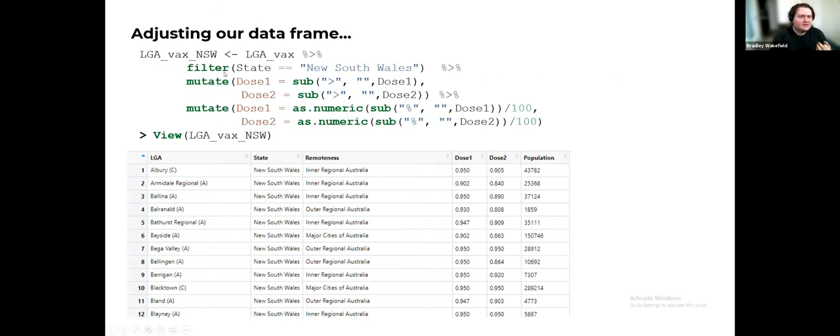So all I'm doing is I'm going to only select New South Wales LGAs. I'm going to remove anything with a greater than symbol, because if it's over 95%, it just says greater than 95%. So I'm going to remove that greater than symbol. And I'm also going to remove the percentage symbol, and I'm going to convert this back into proportions. Okay. So we end up with a data set that looks like this.